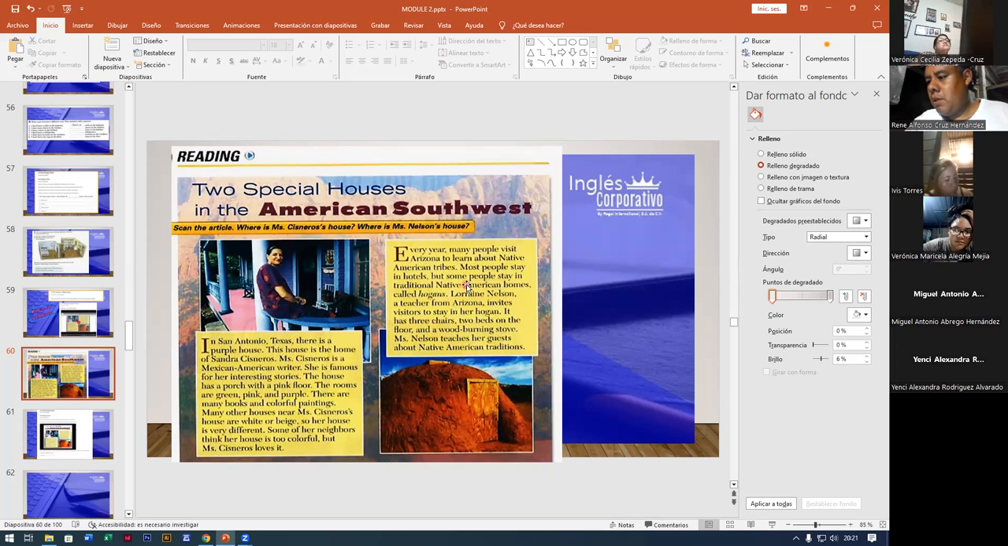That's true. So it says here that most people stay in hotels. The majority of the persons stay in hotels, but some people stay in traditional Native American homes called hogans. Lorraine Nelson, a teacher from Arizona, invites visitors to stay in her hogan. It has 3 chairs, 2 beds on the floor, and a wood-burning stove. Miss Nelson teaches her guests about Native American traditions. So now tell me about this woman's house or her hogan. What characteristics does the hogan have?